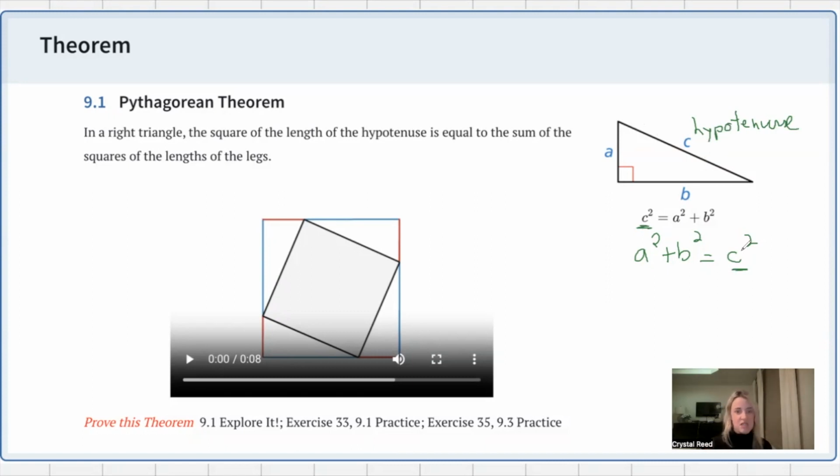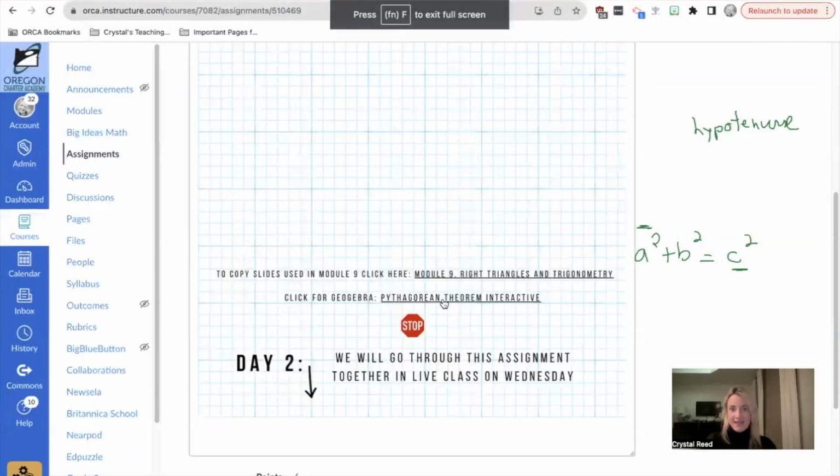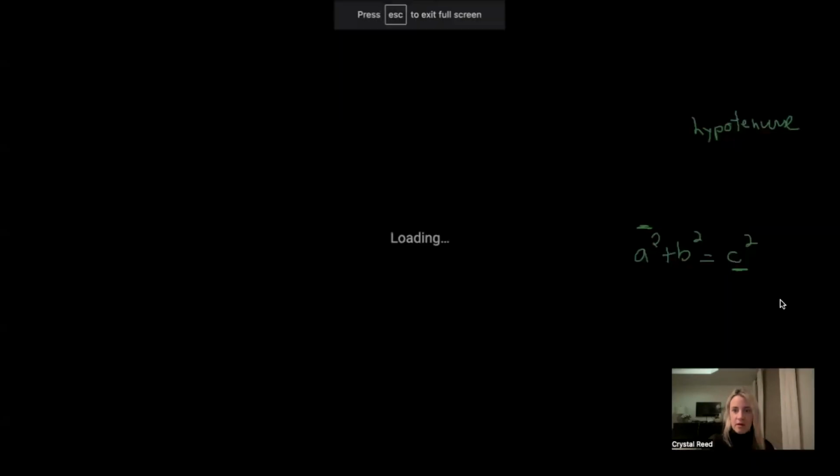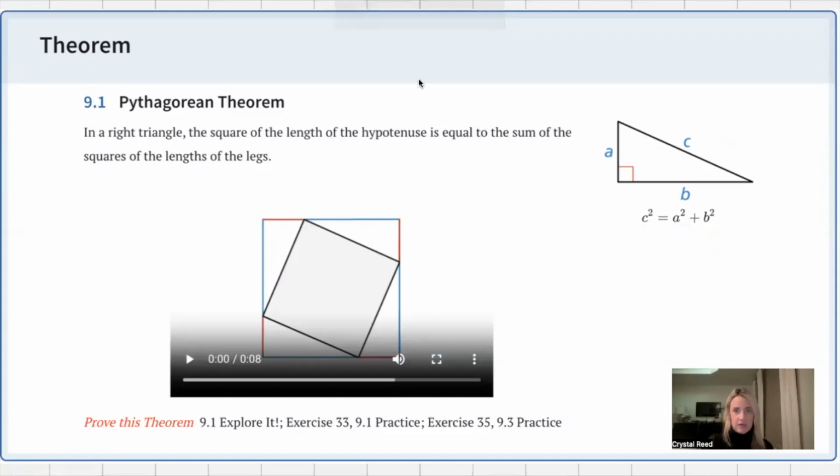And again, here's that little GeoGebra applet. I didn't put a link into these slides. Just a really quick reminder, if you click right here, please, you will see that interactive for the Pythagorean theorem. All right, let's continue on here.